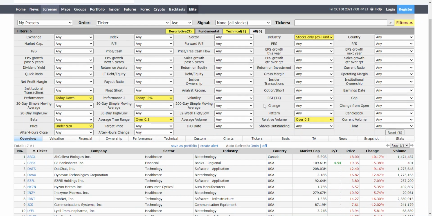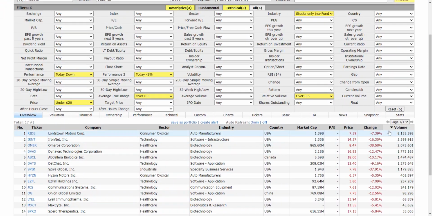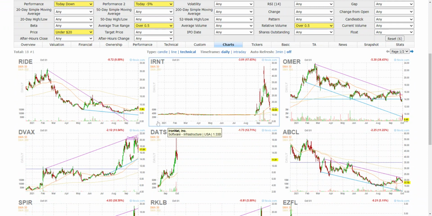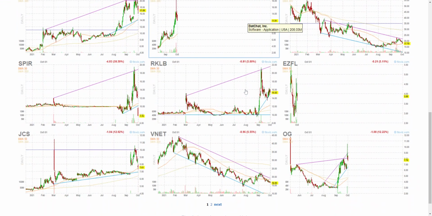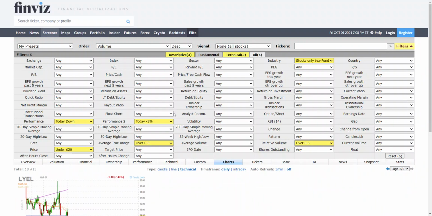Go ahead and try for yourself. You can go more with the volume, so the stock could be really volatile. If you double click on volume, we are going to be looking at the most volatile stocks today, and just go ahead and click on charts. You'll see stocks that are quite down. So go ahead and capitalize on them. It's always up to you what you want to do.